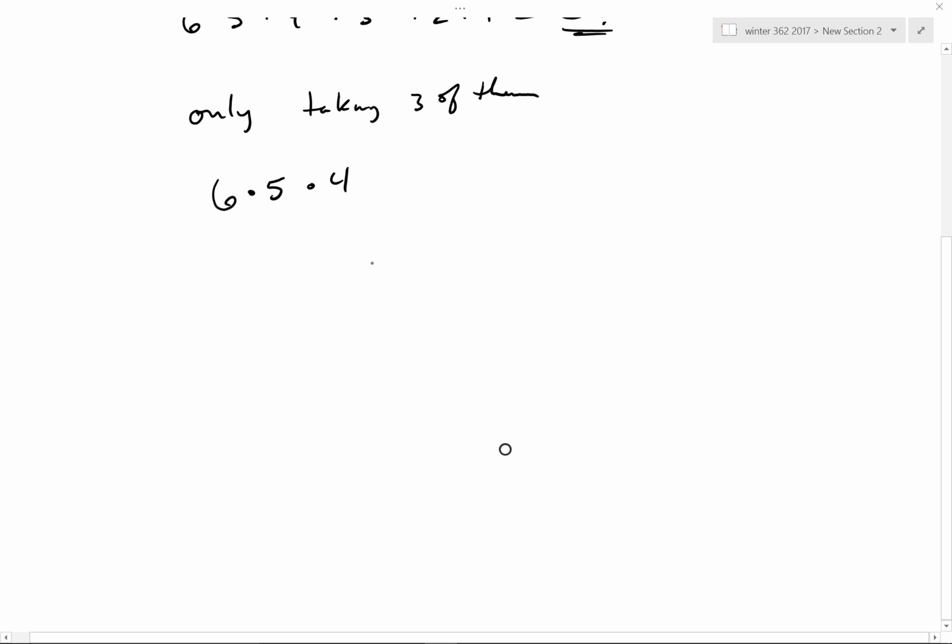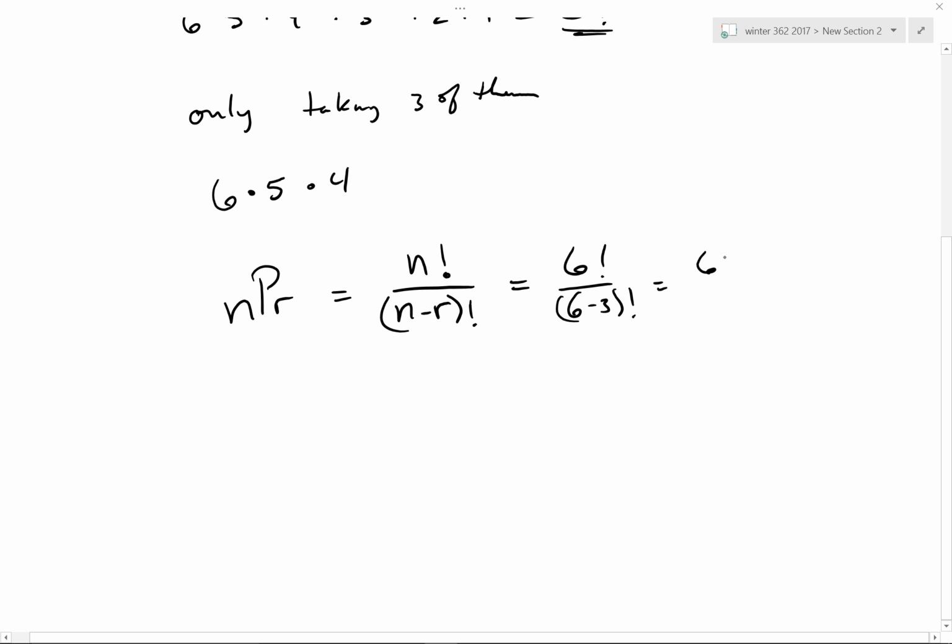This is what's called a permutation, because order matters again. If you want the actual formula, nPr is n factorial over n minus r factorial, which is 6 factorial over 6 minus 3, which is 6 factorial over 3 factorial. Okay, and that's how it's done.